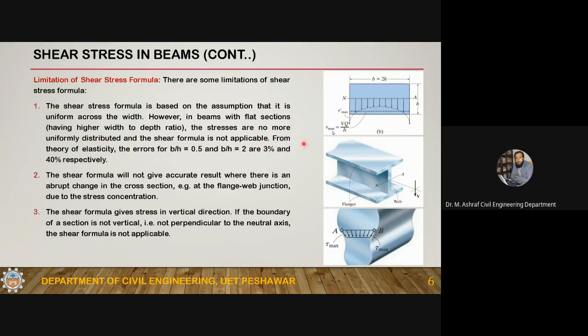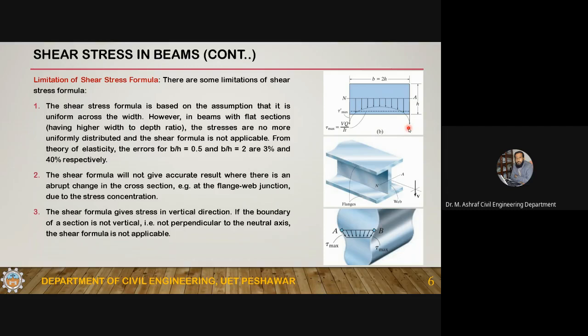The shear distribution is like this. This is the shear stress distribution. This is not a uniform distribution. It is a non-uniform distribution. So if you apply the shear stress formula to a flat section, there will be some error in your calculation. Now, how to get that error?